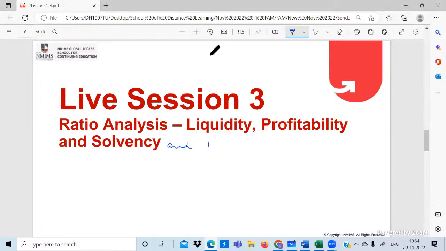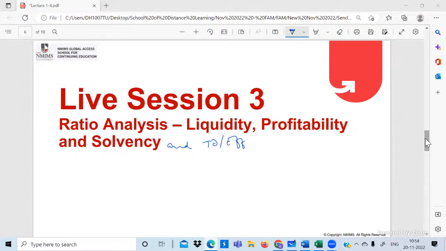Okay, that's basically your turnover ratios. Some people also call them efficiency ratios. Different names are given, but it's the same set of ratios. So in today's session, we look at the first 3, which is liquidity, profitability, and solvency.